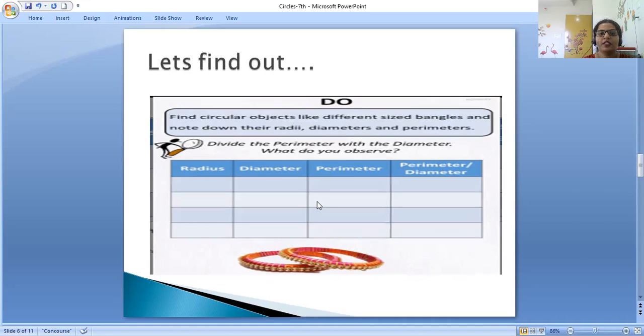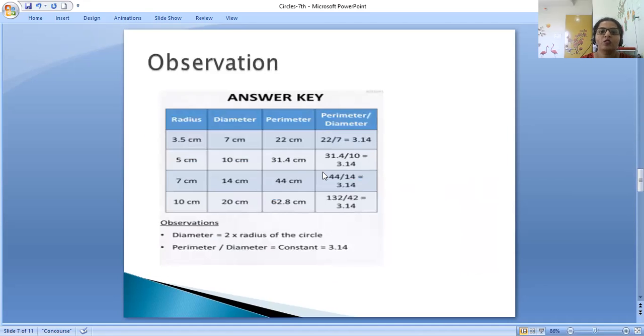All right. Now let's come back. So what did we find out? This is the observation. What I found out from the first bangle that I have is that the radius is 3.5, diameter is 7, perimeter is 22, and perimeter by diameter is 3.14. I have got 4 bangles and I have measured them like that.